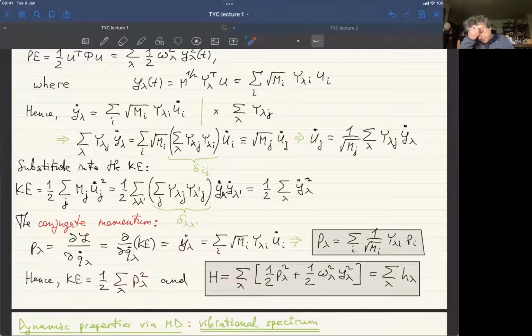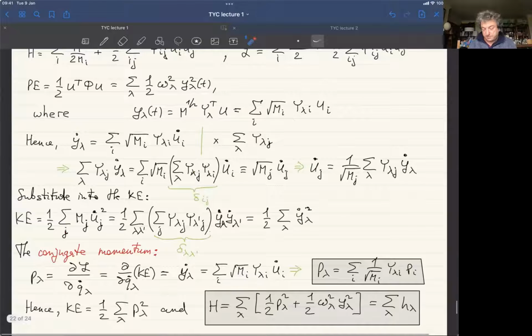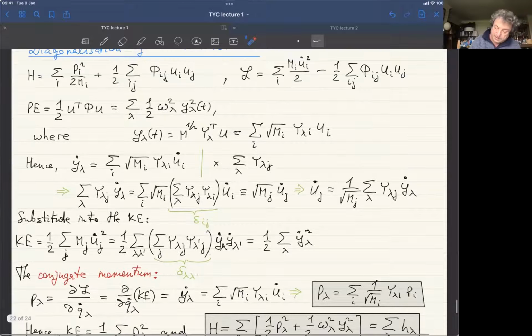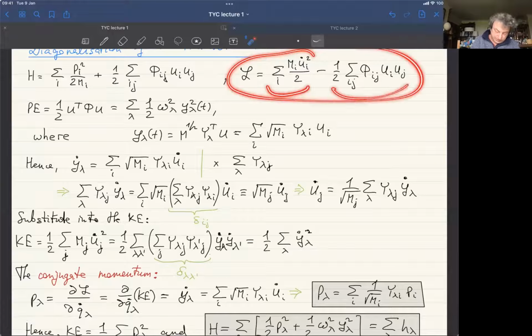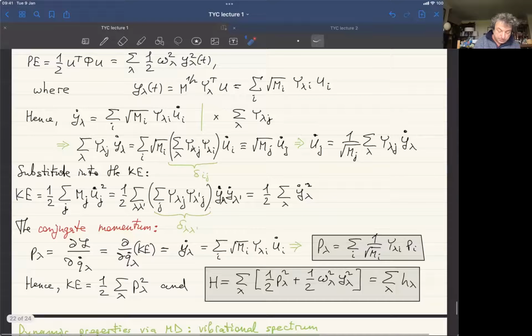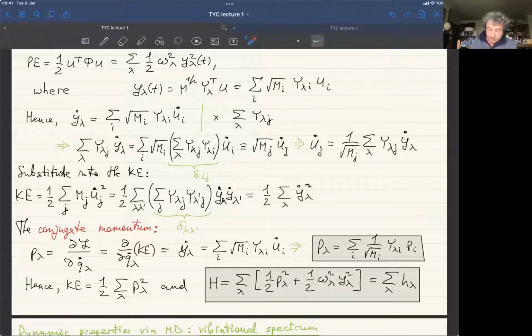But if you're really strict with mathematics and physics, you have to consider the Lagrangian, like this, kinetic energy minus potential energy, and then work out the conjugate momentum to the new degrees of freedom, which are these normal modes. This is obtained by differentiating the Lagrangian with respect to velocities of these new modes.